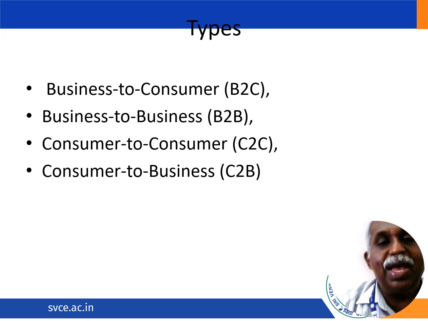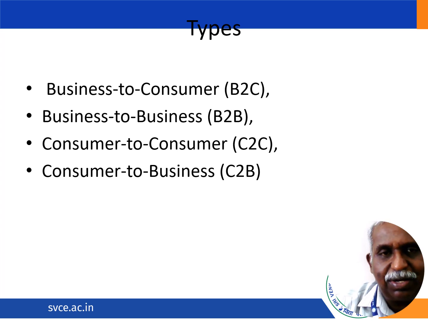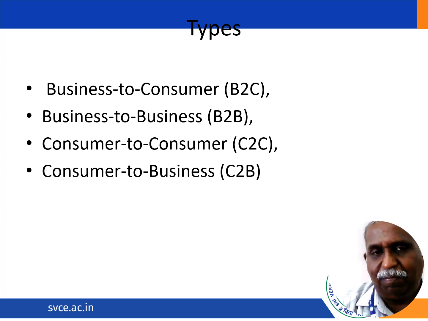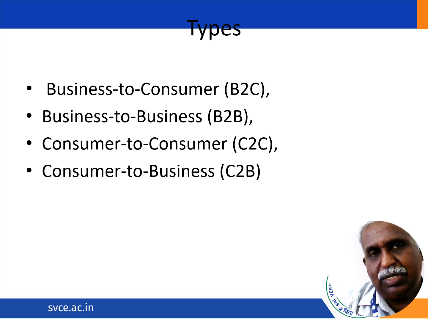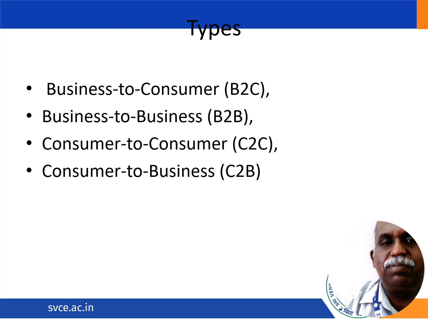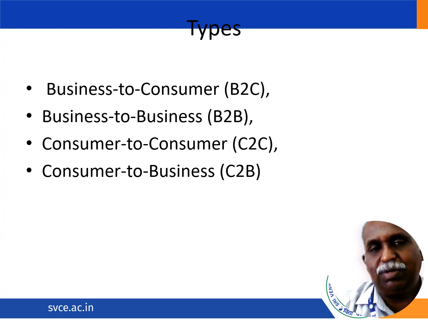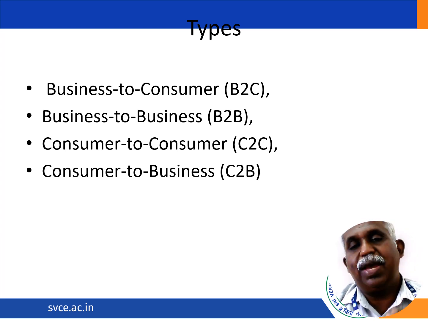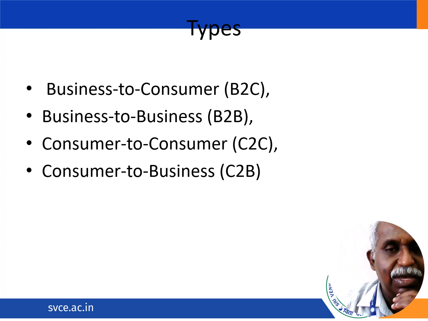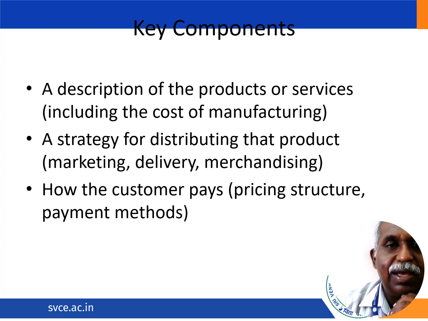Here, we have four major types: business to customer, business to business, which we call B2B, then customer to customer, and customer to business. These are the four major types of business plan.